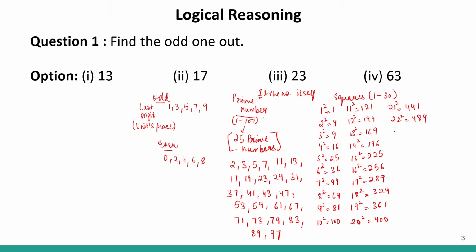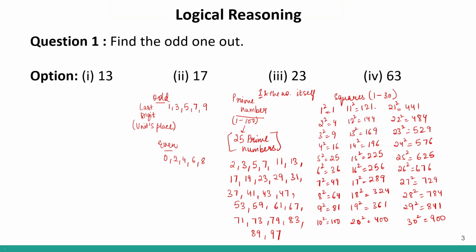22 square is 484. 23 square is 529. 24 square is 576. 25 square is how much? 625. 26 square is 676. 27 square is 729. 28 square is 784. Then 29 square is 841 and 30 square is 900. So at least squares from 1 to 30 you should remember.